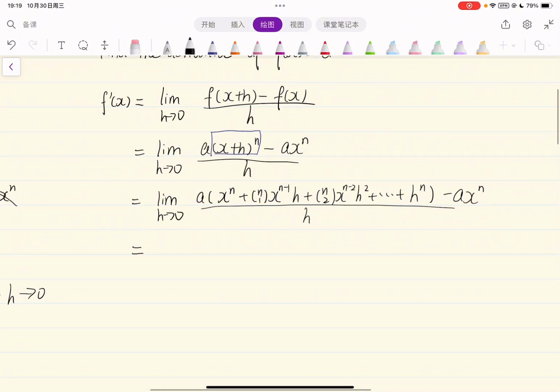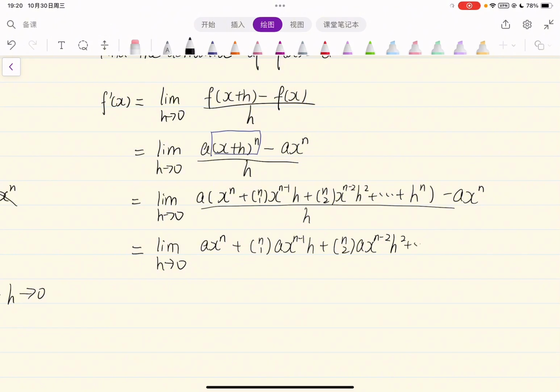So we have then, as h tends to 0, a x to the power of n plus n choose 1, a times x to the power of n minus 1, h plus n choose 2, a times x to the power of n minus 2, h squared, and plus so on, plus a h to the power of n, minus a x to the power of n, over h.